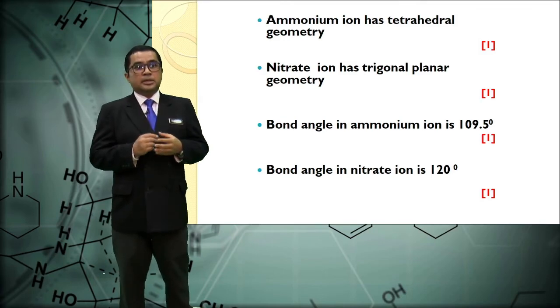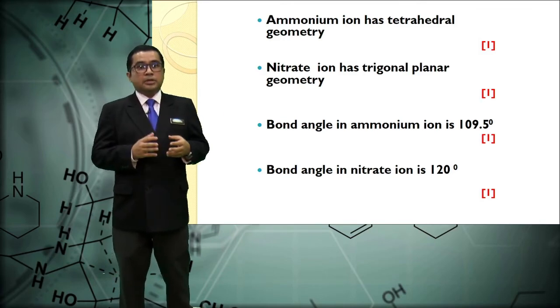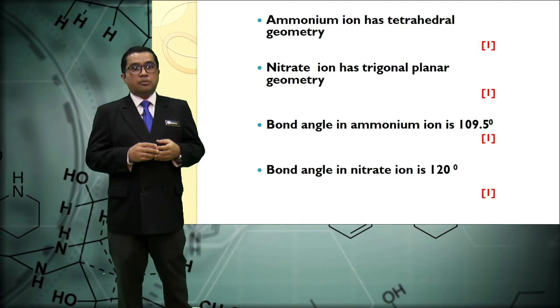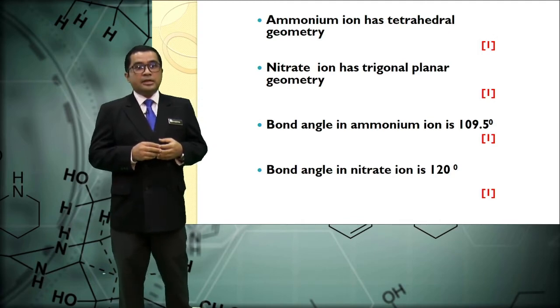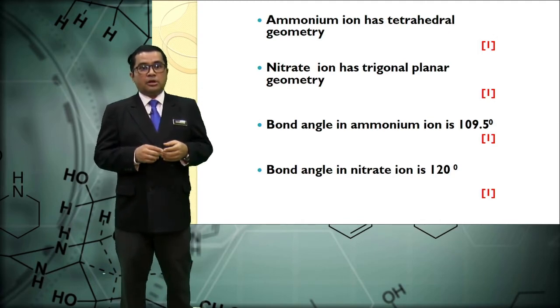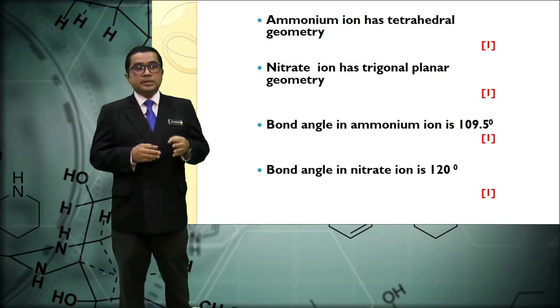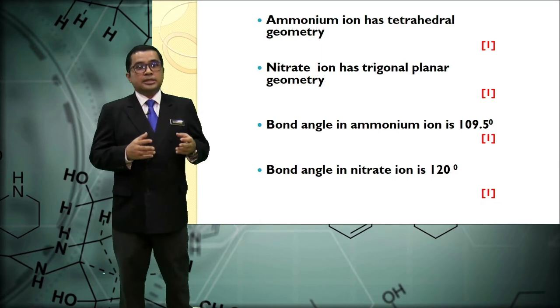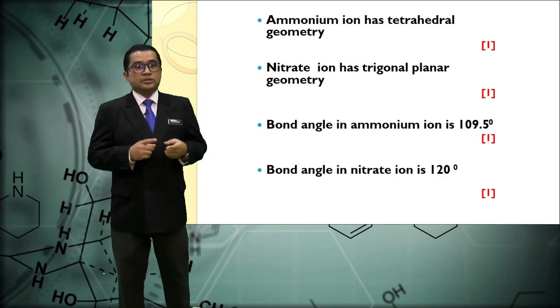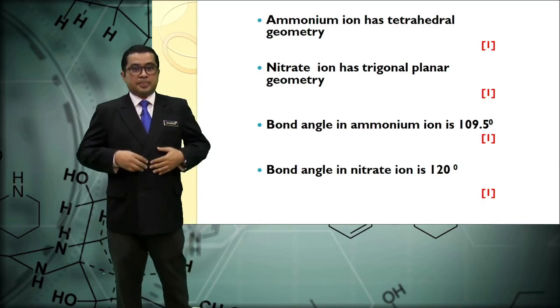From your drawings, you will know that the ammonium ion has tetrahedral geometry. So that is the molecular shape of ammonium. For the nitrate ion, you have to draw the correct shape. It has 3 bond pairs, so the nitrate ion will have trigonal planar geometry.